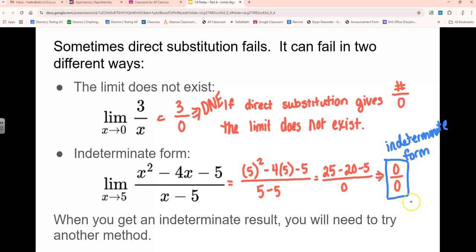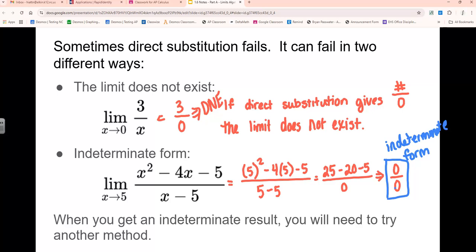So this is an indeterminate form, and it means that we need to try another method, okay? Because there might be an answer to the problem. It also still may end up being does not exist, but we just don't know. Indeterminate means we cannot determine anything from it, and we need to try something else. So if you get 0 over 0, that is not your answer. That means that you need to try something different. Okay? So today and tomorrow, we're going to spend the majority of our time looking at some of the methods we can use whenever we get 0 over 0.